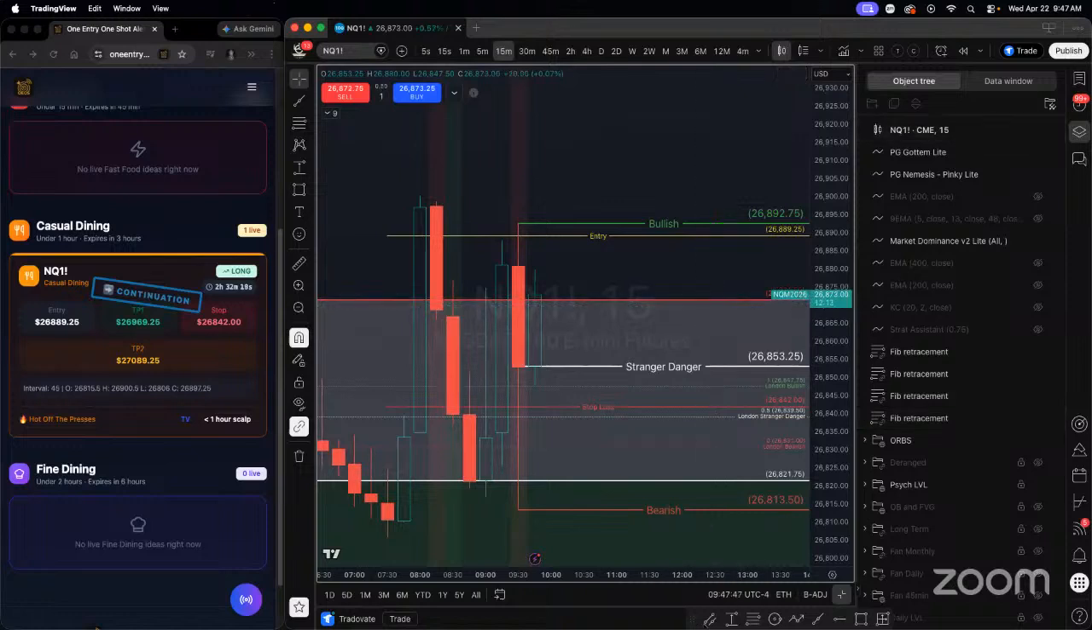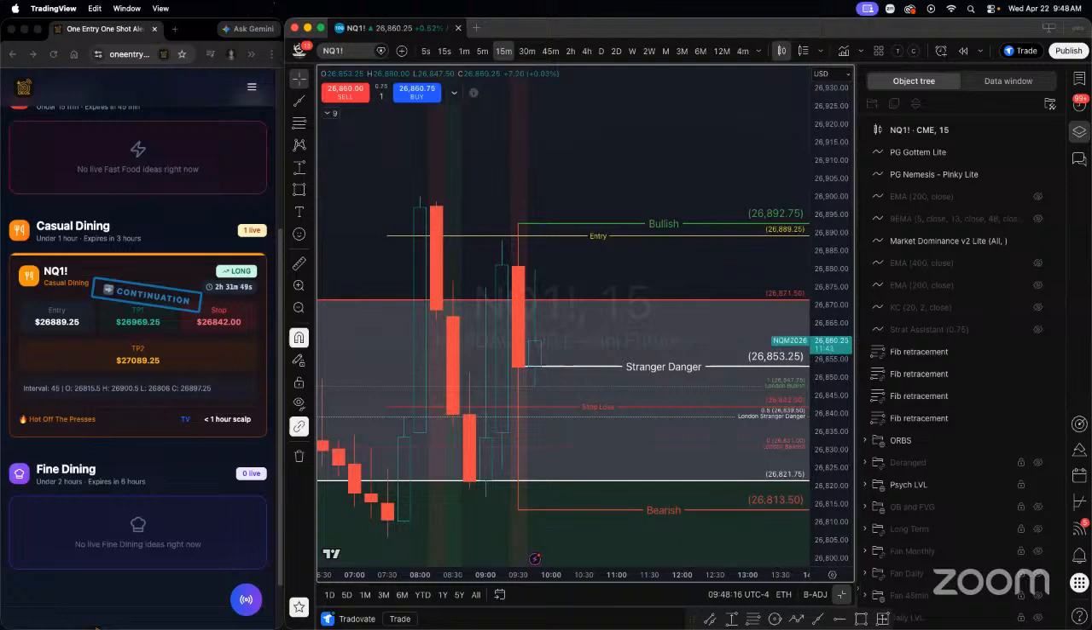Let me check out some of these alerts that came in. IWM shorts, check that out. Entry at 277 to the downside. NQ shorts, 268, 22. That would break down to 2676. Yeah, somewhere around there.